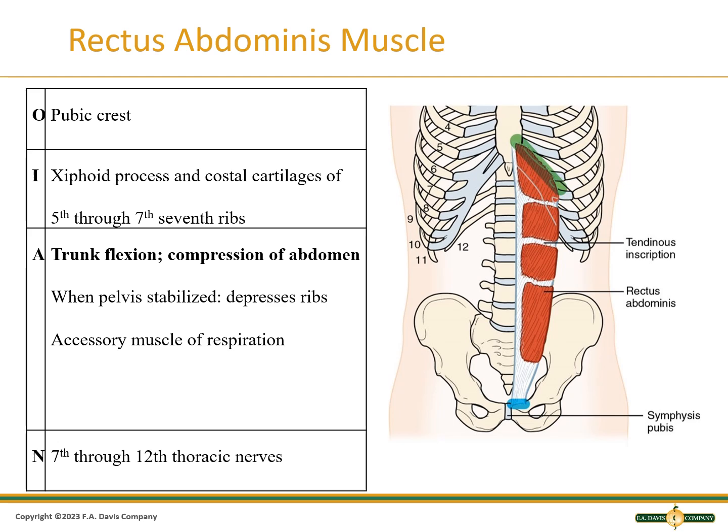We're looking for the action of trunk flexion because it's an anteriorly located muscle, and it also contributes to compression of the abdomen to maintain appropriate intra-abdominal pressure. When the pelvis is stabilized or fixed and we have activation of rectus abdominis, we can have depression of the ribs, which can help it be an accessory muscle of respiration. It is innervated by the 7th through 12th thoracic nerves.